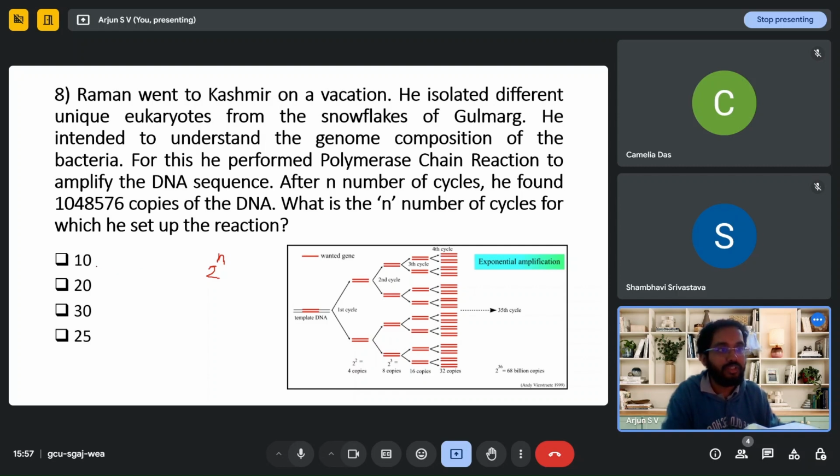So if you plug in 2 power 10 or 2 power 20 or 2 power 30 or 2 power 25, you will get this 1048576. Once you know the formula, it is a straightforward answer. So after 20 cycles, if you plug 20 into n, 2 power 20 will be your 1048576 copies. So that will be the correct answer.